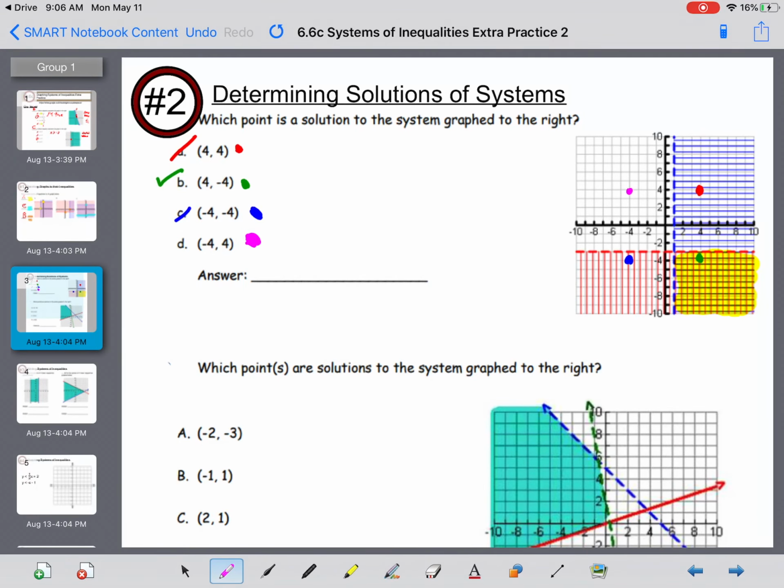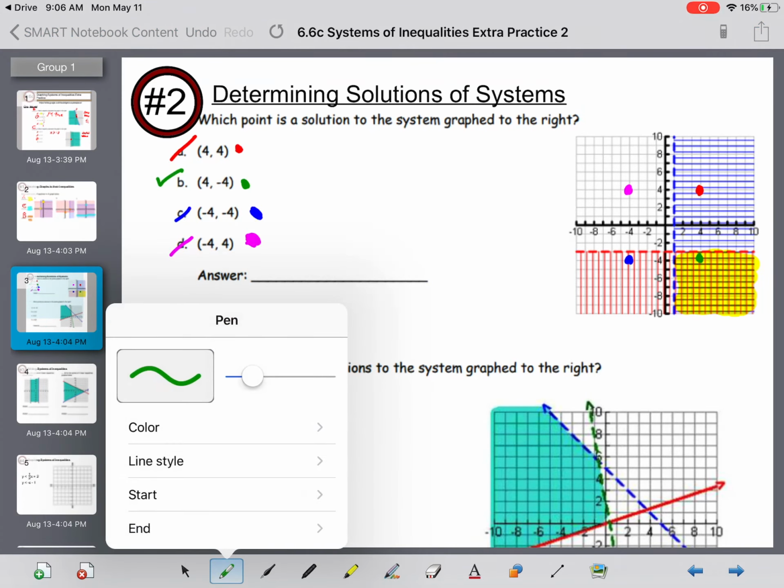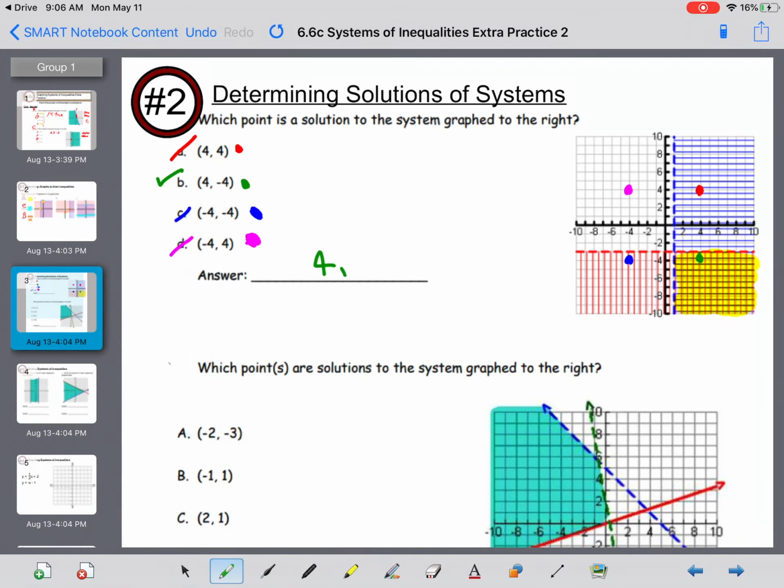And D, negative 4, positive 4. Left 4 from the origin, up 4. No good. All right, there it is, choice B. So your answer is 4, -4.